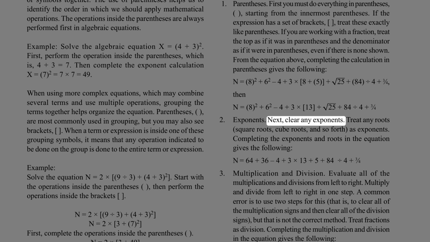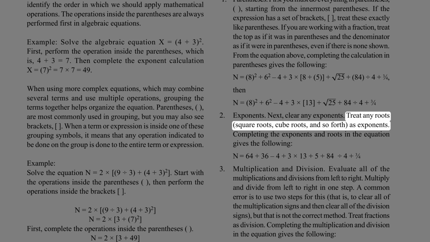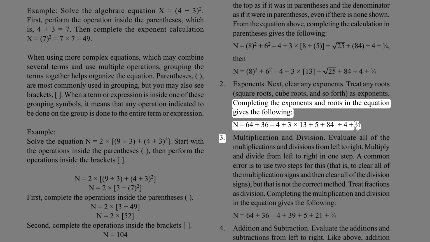Exponents. Next, clear any exponents. Treat any roots, square roots, cube roots, and so forth, as exponents. Completing the exponents and roots in the equation gives the following: n equals 64 plus 36 divided by 4 plus 3 times 13 plus 5 plus 84 divided by 4 plus 3/4.